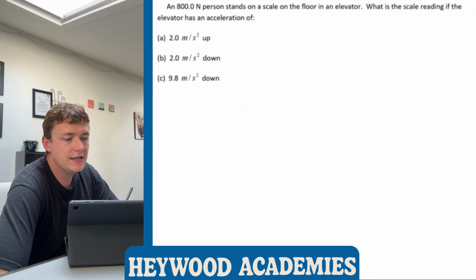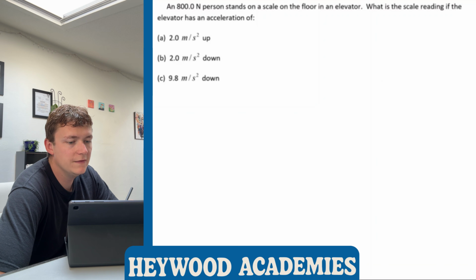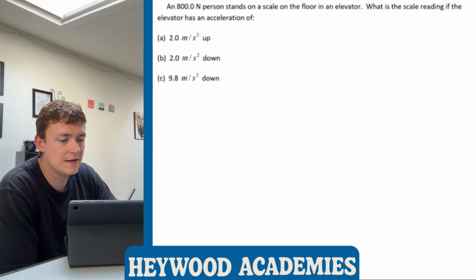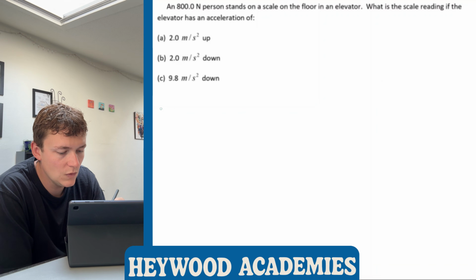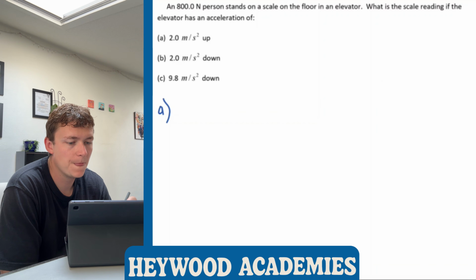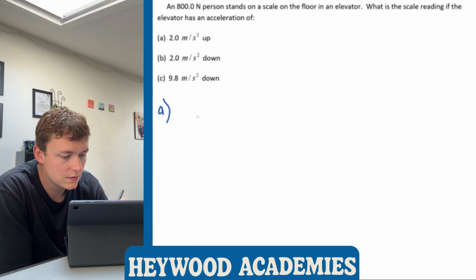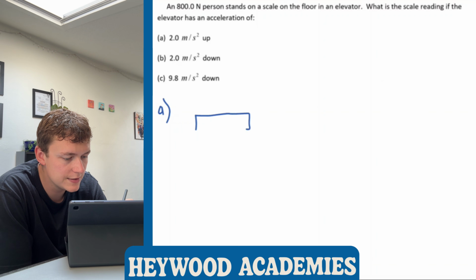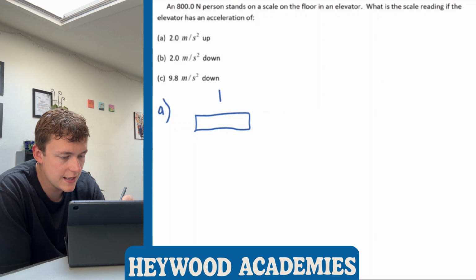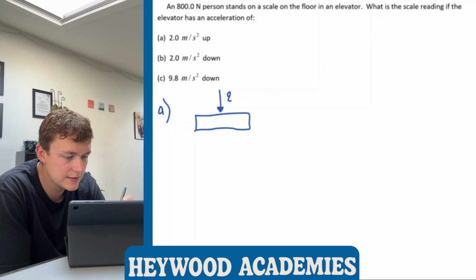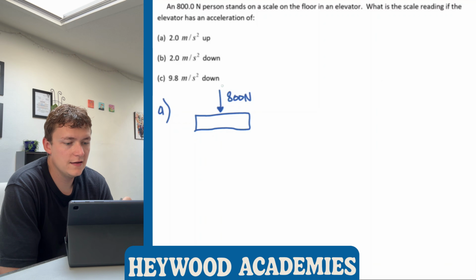An 800 Newton person stands on a scale on the floor of an elevator. What is the scale reading if the elevator has an acceleration of, and then it gives a few different options. So let's draw a little picture here to see what's going on. So we've got a person who's standing on a scale, and then the scale is reading a certain measurement. So if we think about what the scale is experiencing, the scale has some sort of force like this, 800 newtons, and that's the force that the scale feels.